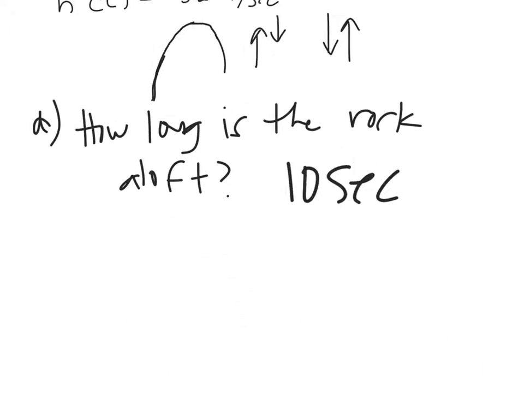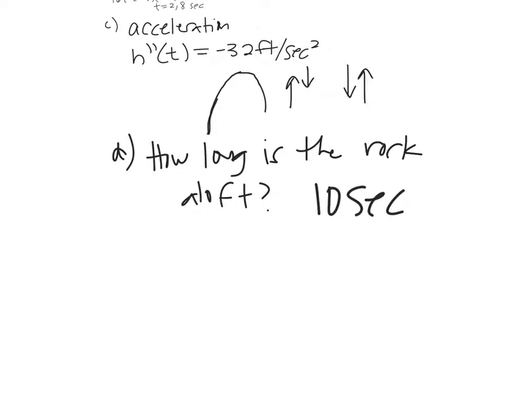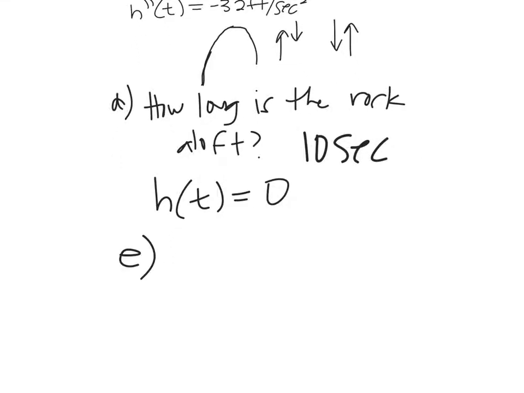If you couldn't find that, you would set the height, h of t, equal to 0 and solve. Okay? You would set the height equal to 0 and solve. All right, and then the last question. How fast was it traveling when it hit the ground?